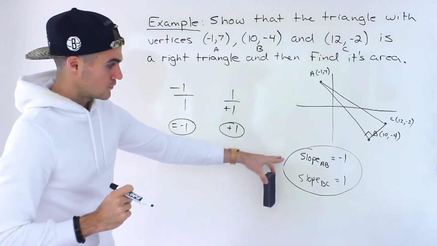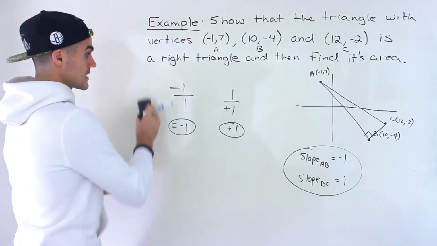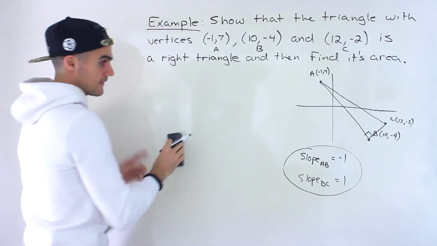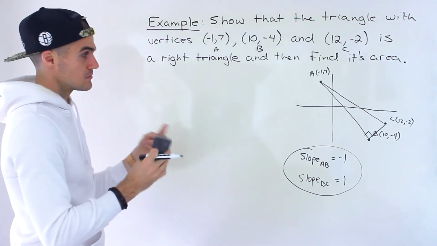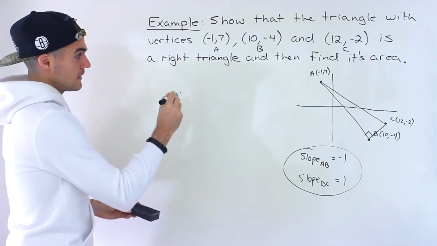All right, so from there, we could tell that it's a right angle triangle. That's how you show it. You find the slopes, and then if 2 of the slopes are negative reciprocals, then you know there's a right angle there. Now, we also have to find the area.